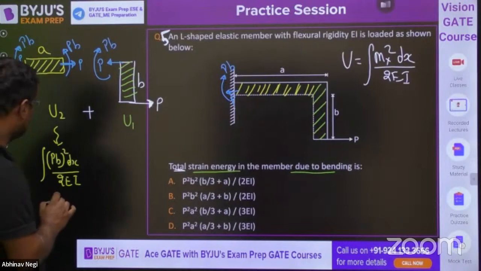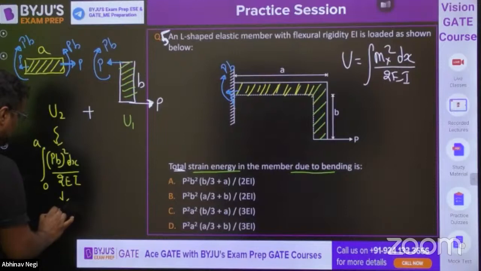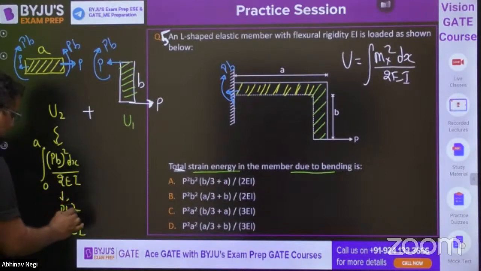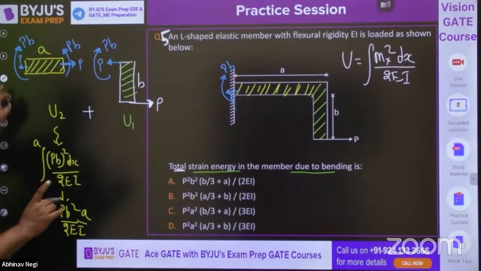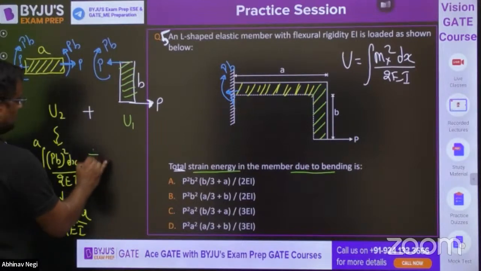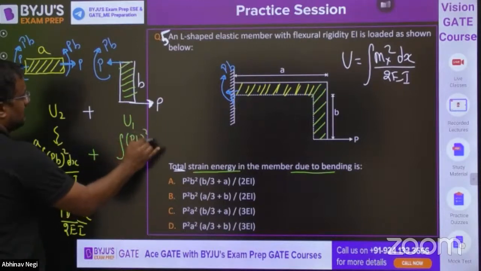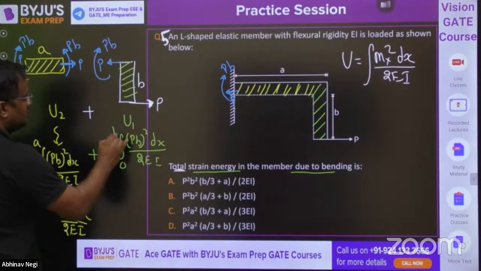Please check. 0 to a. So this will be P squared B squared upon 2EI into dx, integration will be x, and it will be a. So PB square by 2EI into a. Now for this green part, it will be Mx square, M is PB whole square dx upon 2EI, integration from 0 to b.